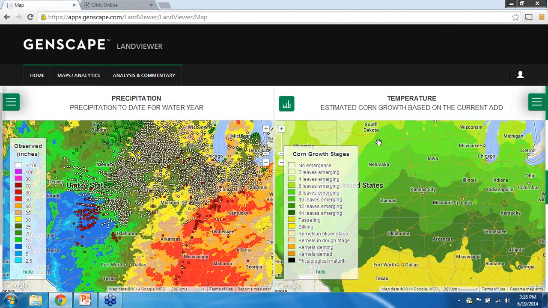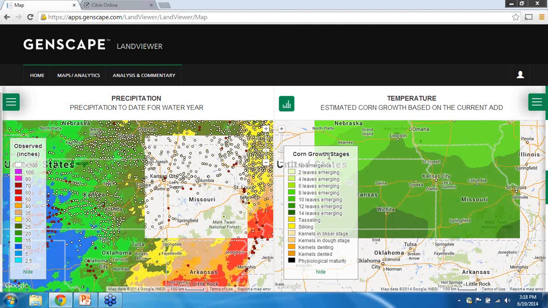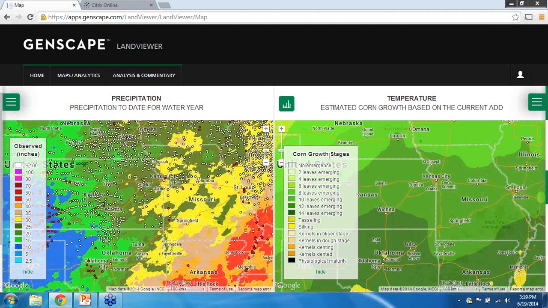The right viewer, and these viewers are attached. When you zoom in one, you zoom in the other. The right viewer just has a growth stage map that's based on growing degree days, as just sort of an estimate of where the corn crop would be if it was planted on May 1st.